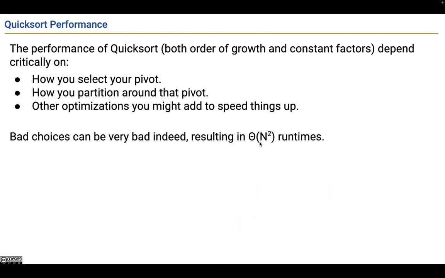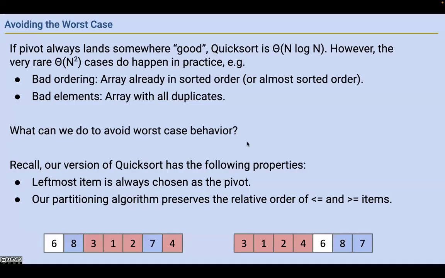Well, it turns out there are some different strategies for doing that. We already saw that if the pivot always lands somewhere good, you get n log n runtime. And by good, we meant, for example, 10% from each edge. Even that could be good. Even 1% from each edge would be good. But in very rare cases, you do get n squared, and in real life, you get n squared if the array is already sorted, almost sorted, or if the array has all duplicates. Try that one at home. You'll also get n squared.